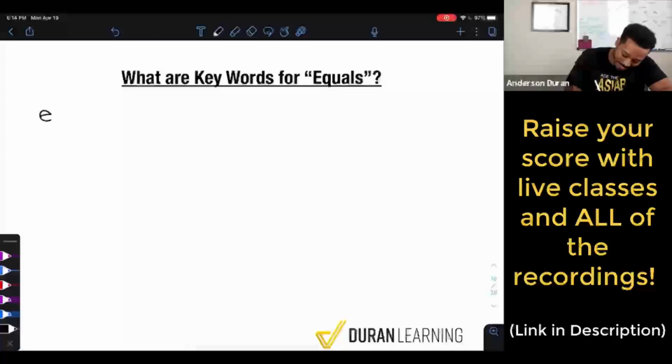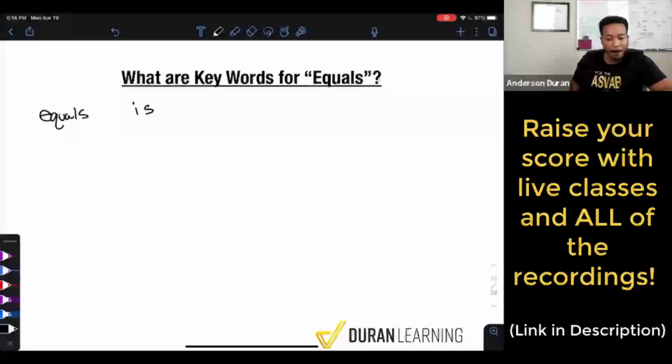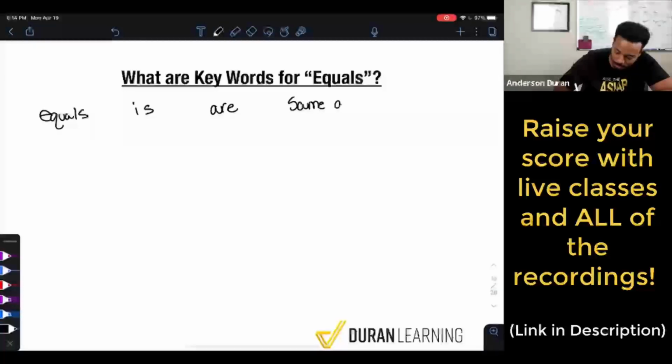So let's go ahead and write that out. Equals is definitely one of them. I see 3 is. All right, cool. Is. What's another one? There's a few more. Nope. Total means in all, everything together. Not quite. Are could be part of it. Yeah. Same as. Yes, I'll take that. Same as for sure. Combined would mean adding.